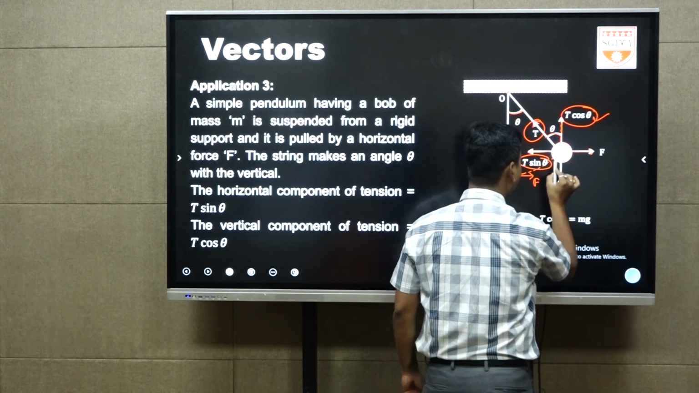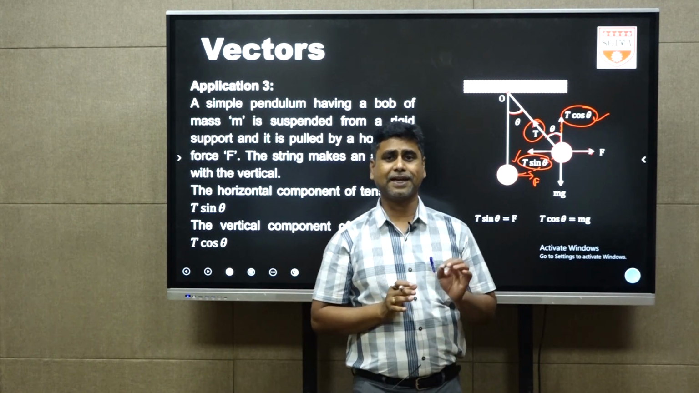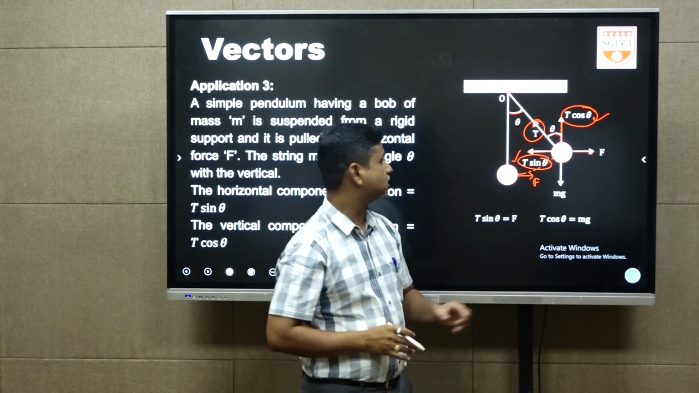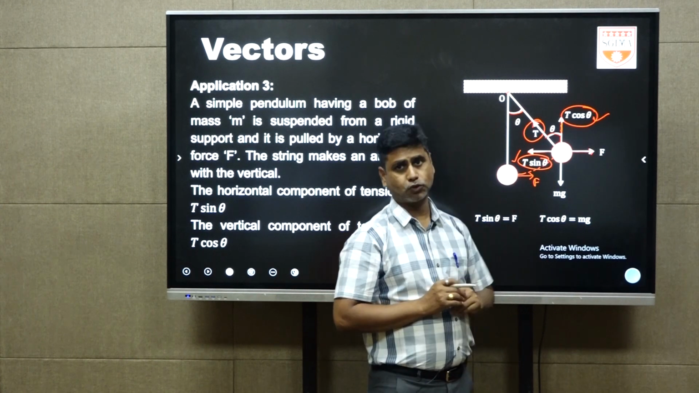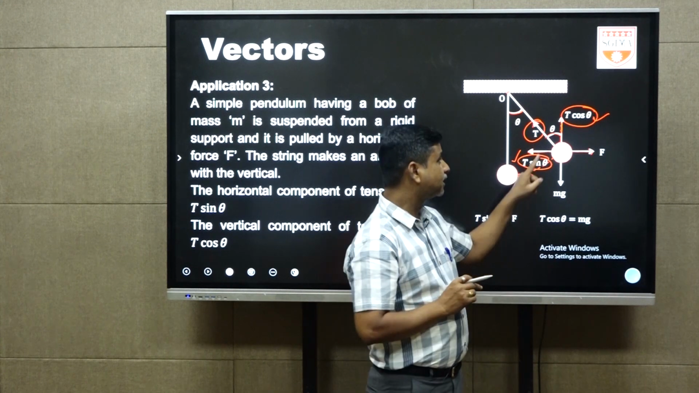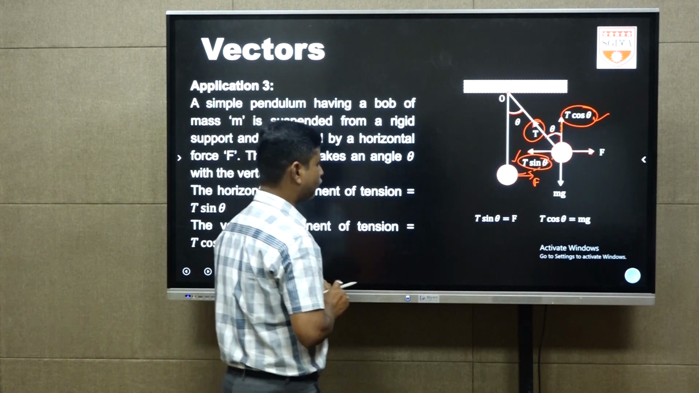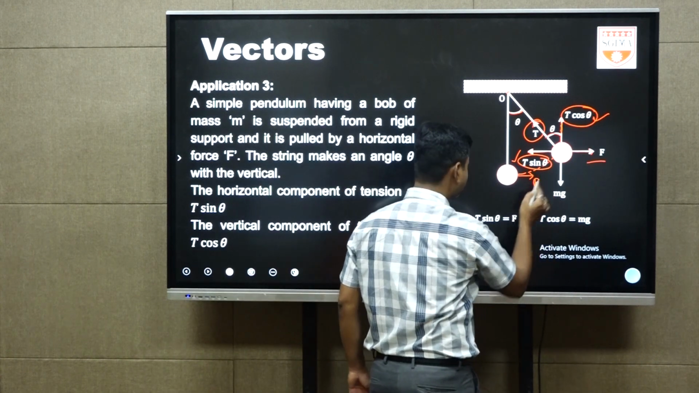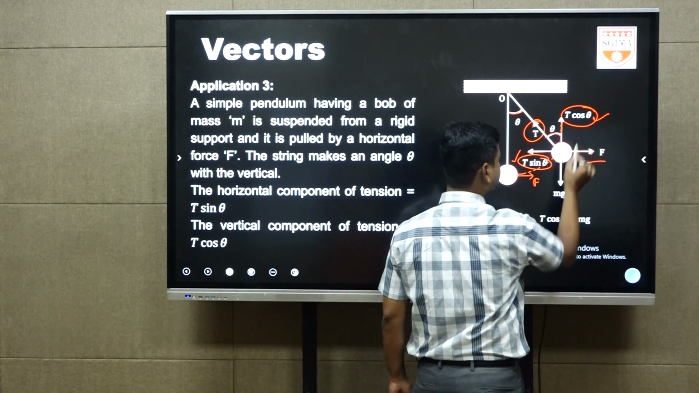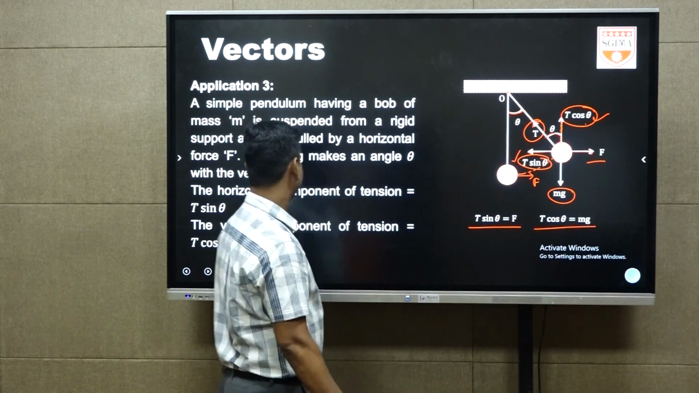Next, this sphere or bob is at equilibrium. Equilibrium is nothing but the net force acting on the bob being equal to 0. Net force 0 means the right side force equals the left side force, and the upward force equals the downward force. Then it is at equilibrium. Now, what is the right side force? The right side force is F. Here F equals T sin theta, or we can write T sin theta equals F. The upward force is T cos theta, the downward force is mg, so T cos theta equals mg.